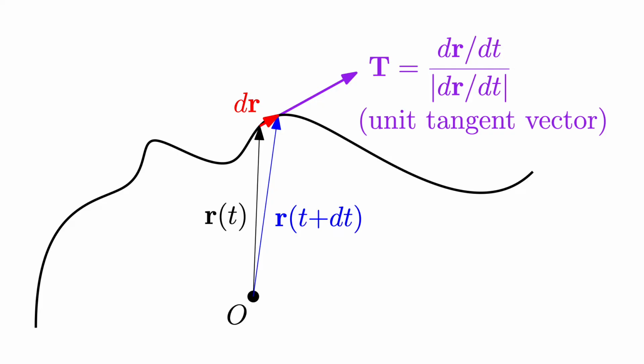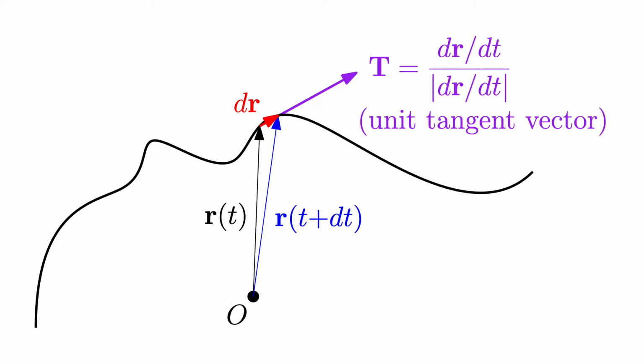If you think back to the beginning of our study of vector calculus, you'll remember that if we have some general curve in space parameterized by a parameter t, then we can find a unit vector that is tangential to the curve at a certain point by differentiating the position vector r with respect to t, and then dividing this vector by its own magnitude to make it have unit length.